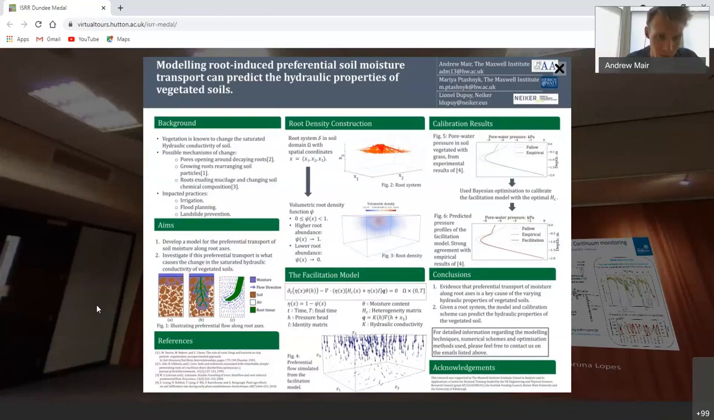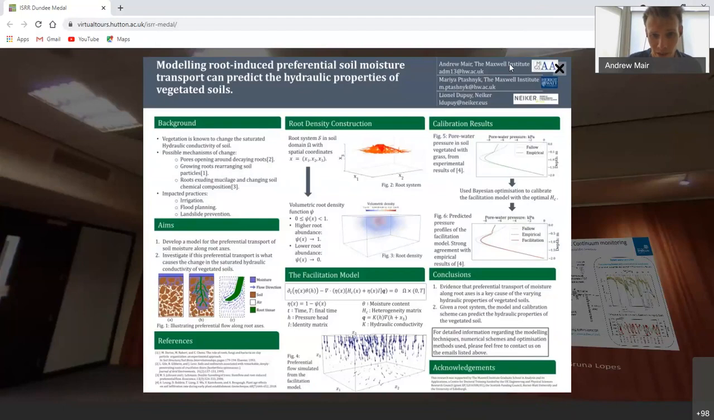Sure. So we've been looking at modeling the influence of trying to incorporate preferential moisture transport into existing models for moisture flow through soil, using the hypothesis that the transport of moisture along plant roots is what increases the saturated hydraulic conductivity of soil. We've used a modeling-based approach, which involves taking our root architecture data and generating a continuous approximation in the form of a volumetric root density, and incorporating this into a PDE model, which is a modified version of Richards' equation, using a heterogeneity matrix, which also comes from our root system architecture data and density.